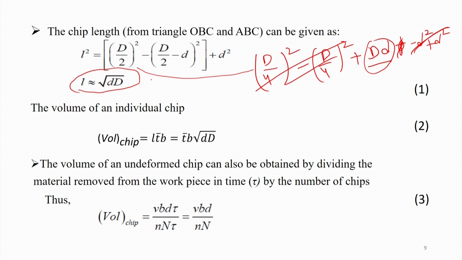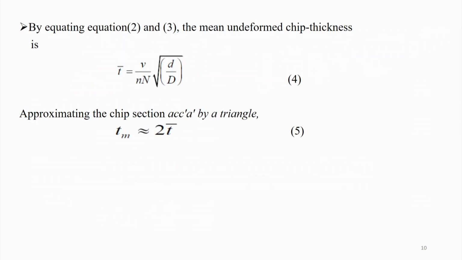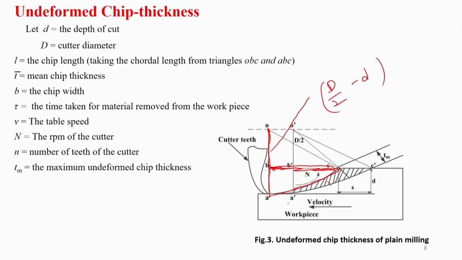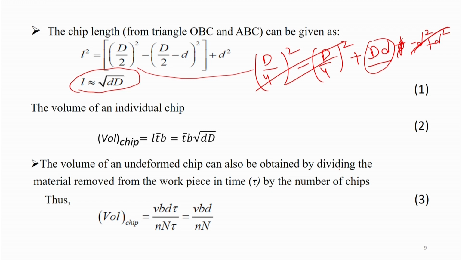Why we say under root dD approximate only? Because this is really not a perfect triangle, because this is a curved surface, but we are assuming that it is more or less like a straight line. So, L has come as square root of d times D. So, that means chip length will increase if the cutter diameter increases and also the depth of cut increases.